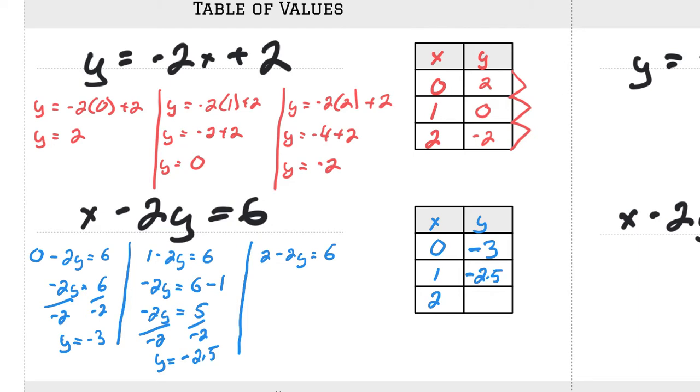In the third case, push the 2 across, it becomes negative. So I get negative 2y equals 4. Again, divide by negative 2. And y equals negative 2. Now this coordinate, I could graph it, but I won't be too accurate. Thankfully, I have two nice coordinates that I can use to graph my line.